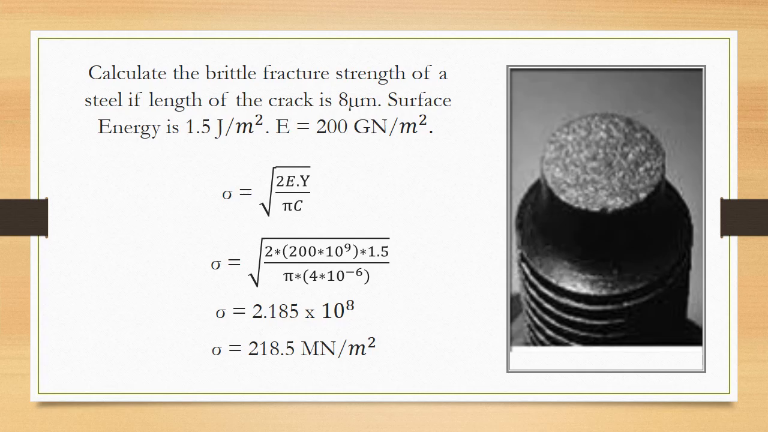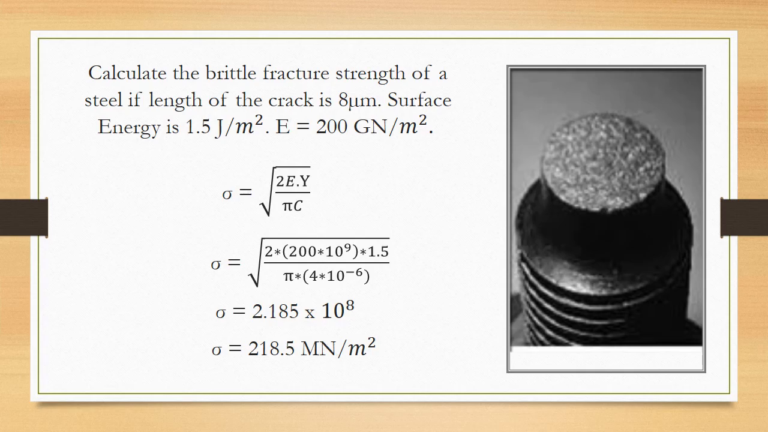Actually, brittle fracture in crystalline materials happens due to micro cracks. But not every micro crack results in failure. That micro crack should be longer than a certain level, and only then, due to the external stress or fracture strength, will it propagate. Now, using this equation we are going to find the brittle fracture strength of steel.